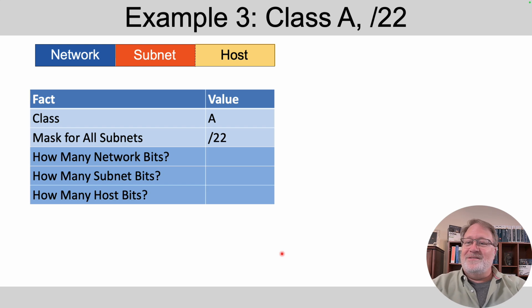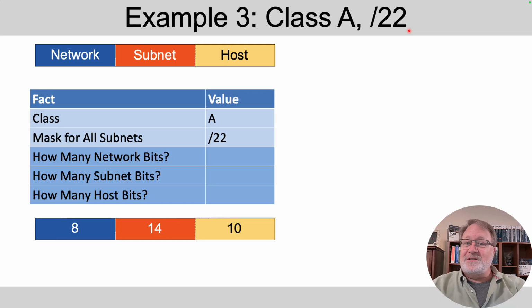How about another one? Still subnetting some Class A network, but in this design they chose a /22 mask for all subnets. So what's our structure look like? Well, it's Class A, so we've still got 8 network bits, but network plus subnet bits have to add up to 22 in this case. That means 14 subnet bits, leaving 10 host bits, which would have given us 2 to the 14th subnets with 2 to the 10th minus 2, or just over 1,000 addresses that are usable per subnet.